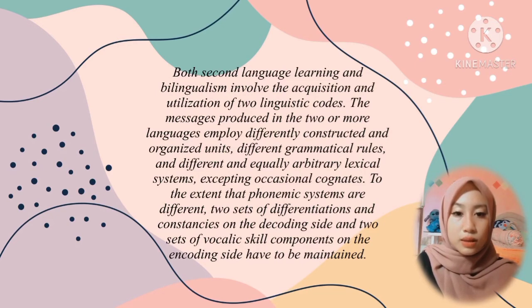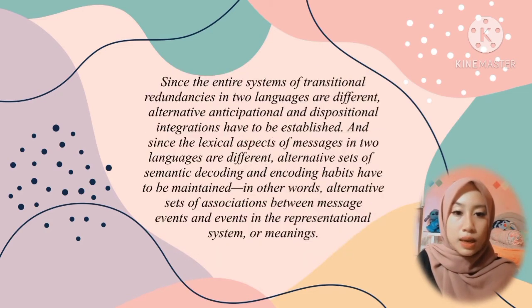To the extent that phonemic systems are different, two sets of differentiation and categorization on the decoding side and two sets of vocalic skill components on the encoding side have to be maintained, since the entire system and its integration have to be established. And since the lexical aspects of messages in the languages are different, alternative sets of semantic decoding and encoding habits have to be maintained. In other words, alternative sets of association between message events and the representational system or meanings.